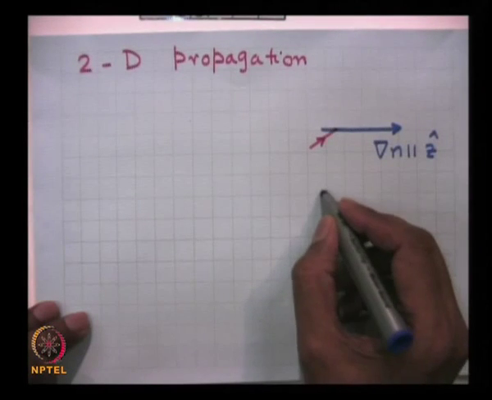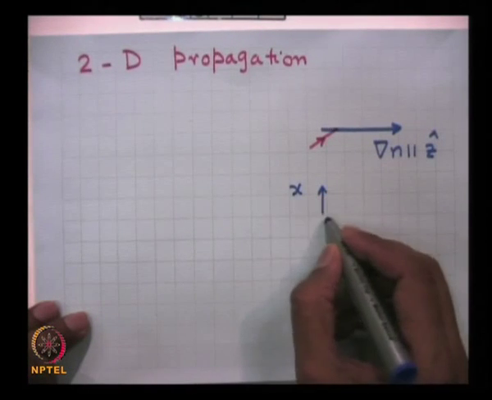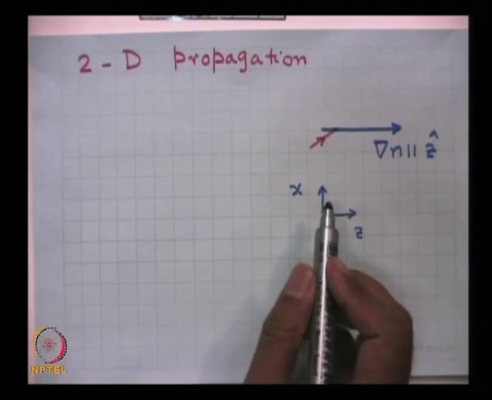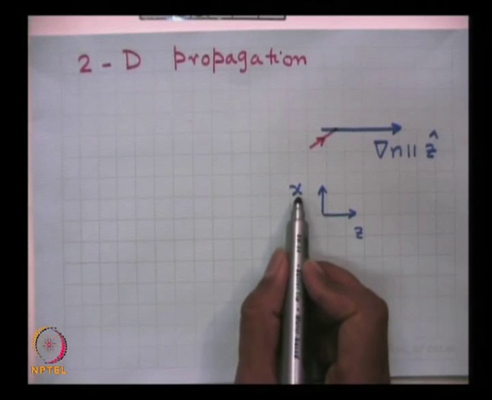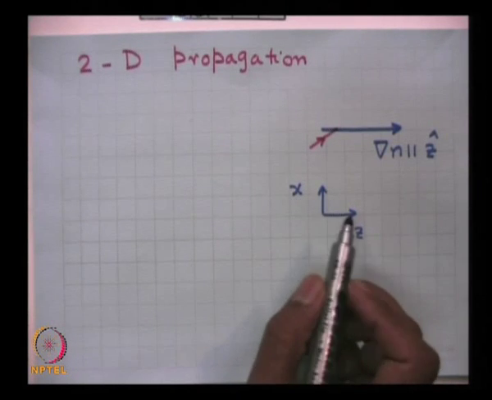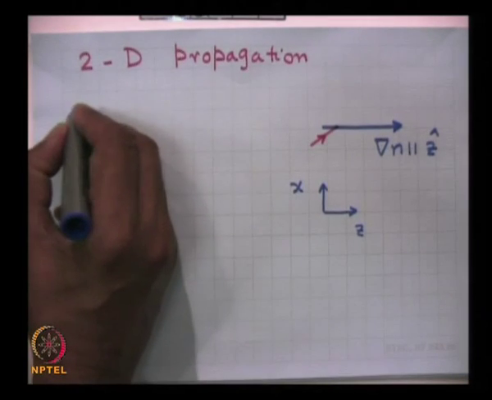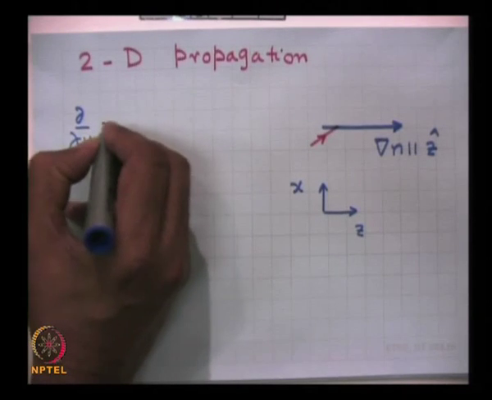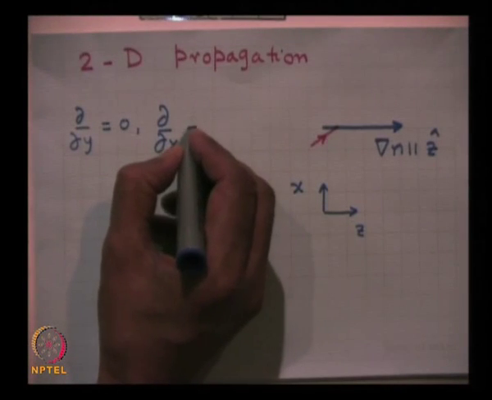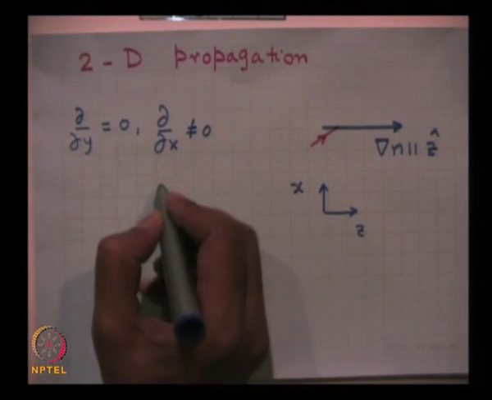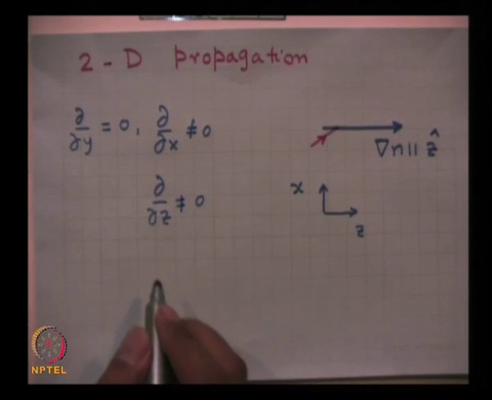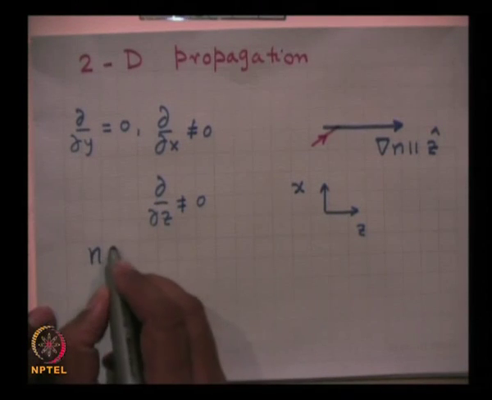So, I will choose this as the x axis and this is my z axis, and I will choose my fields to vary in x and z, but being constant in y. This is called two-dimensional propagation. So, I am choosing ∂/∂y to be 0, but ∂/∂x is non-zero and ∂/∂z is also non-zero. But my properties of the medium, the density of the plasma, is a function of z alone.